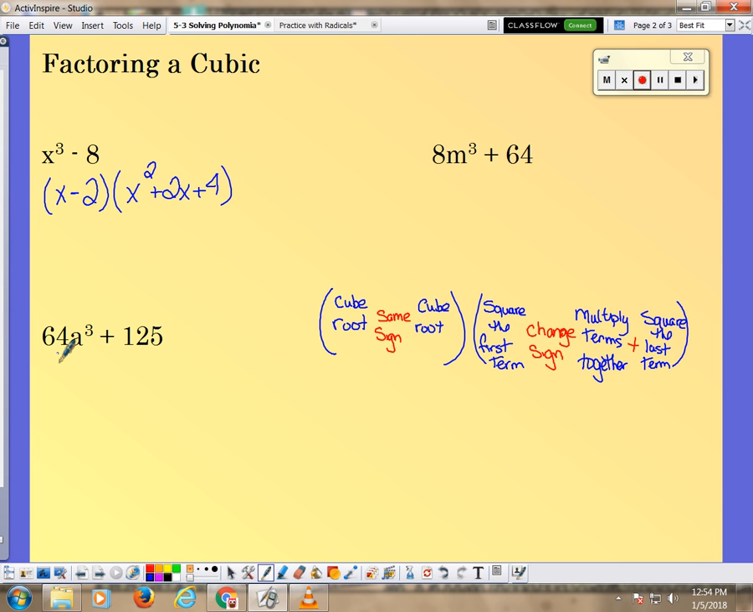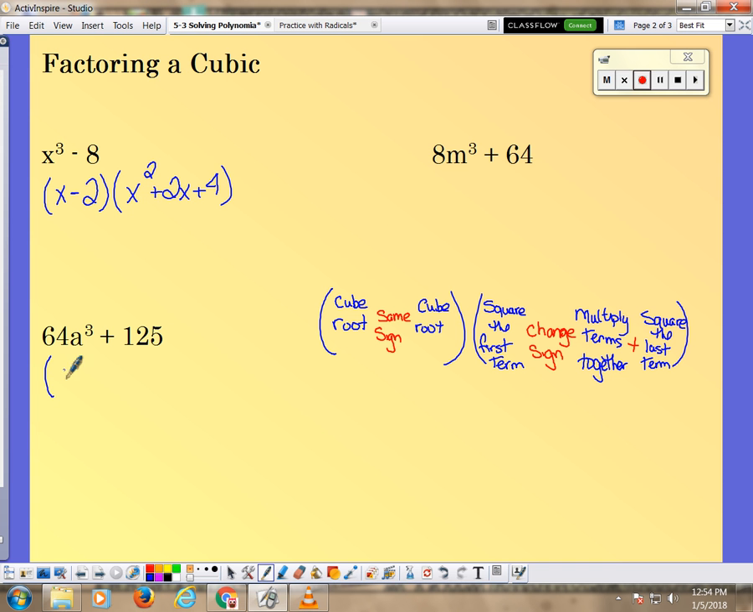I look at 64 and I look at 125, and I say, is there a greatest common factor that I can factor out? Can I GCF? No, I can't. So then I ask, are 64 and 125 perfect cubes? And the answer is yes. When I'm looking at two-term binomial cubics, I ask myself, can I take the cube root? And if I can, then I'm going to do this process.